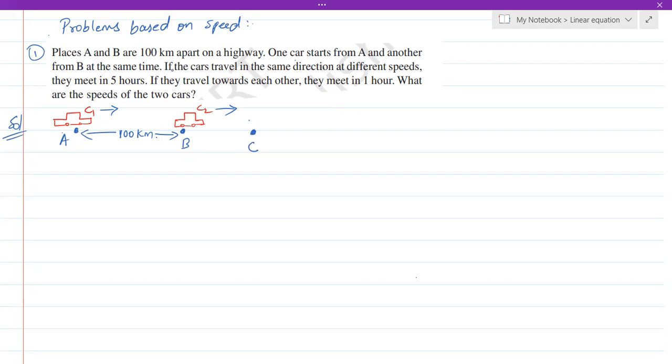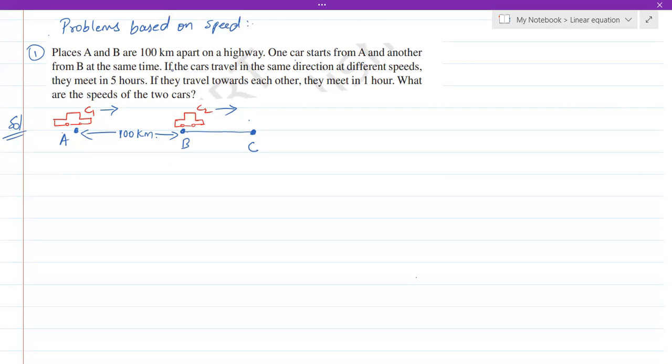Now, if you observe, car 2 is starting from B and it is going to C, so the distance traveled by car 2 is BC. But car 1 is starting at A and going up to C, so the distance traveled by car 1 is AC. With this information, let's try to form the equation.